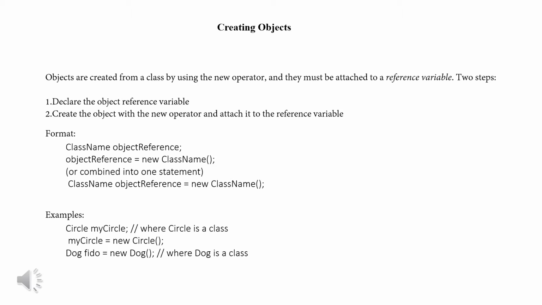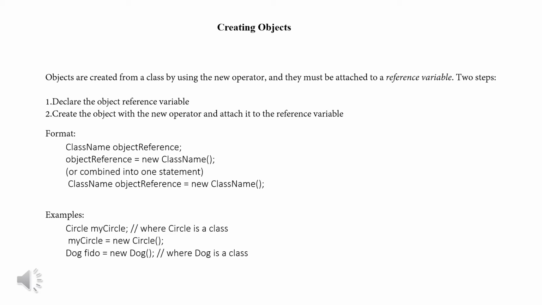Okay, and the type of this reference variable is actually that class. Right, and after creating the object reference variable, we need to create the object by new and attach that object to this reference variable. So these are the two steps that we can create the object from a class. Okay, so you can see some examples here.